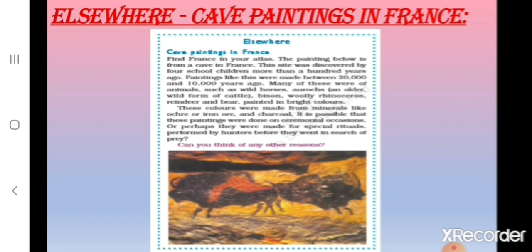And these were all painted in bright colors. And these colors were made from minerals like ochre or iron ore and charcoal. And it is possible that these paintings were done on ceremonial occasions, or perhaps they were made for special rituals that were performed by the hunters before they went in search of prey.